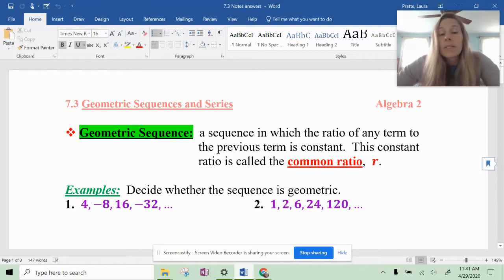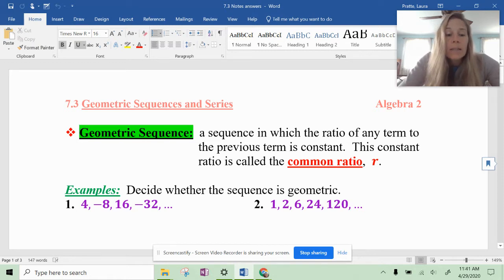So a geometric sequence is a sequence in which the ratio of any term to the previous term is constant. Essentially, if you take any number in your sequence and divide it by the previous number, whatever answer you get stays constant no matter which two numbers you divide in the sequence. This is called a constant ratio, known as the common ratio, and we're going to use the variable r for that.